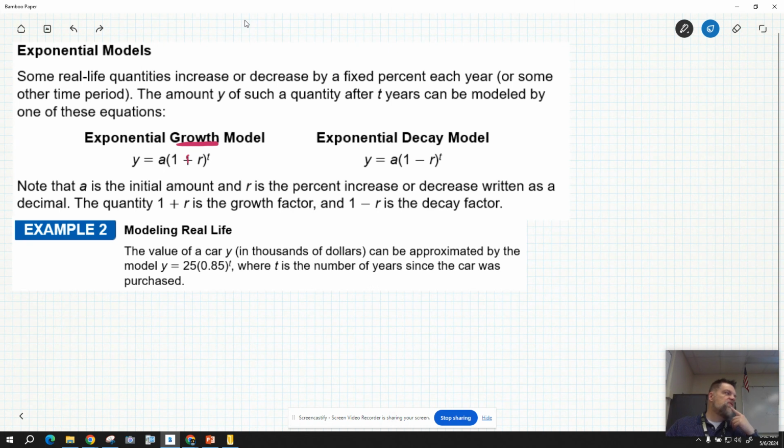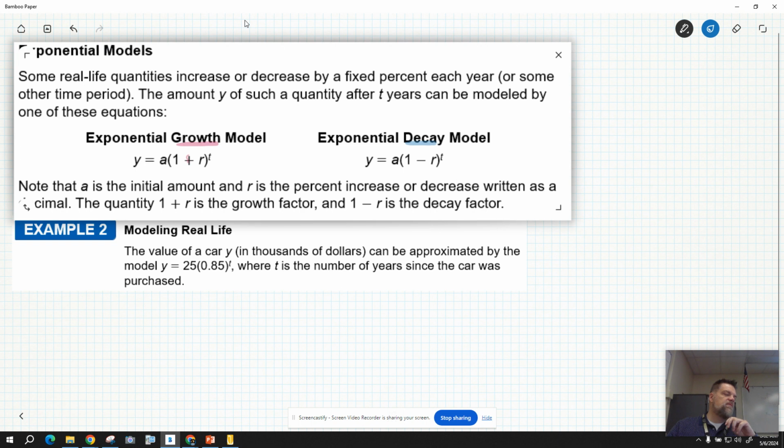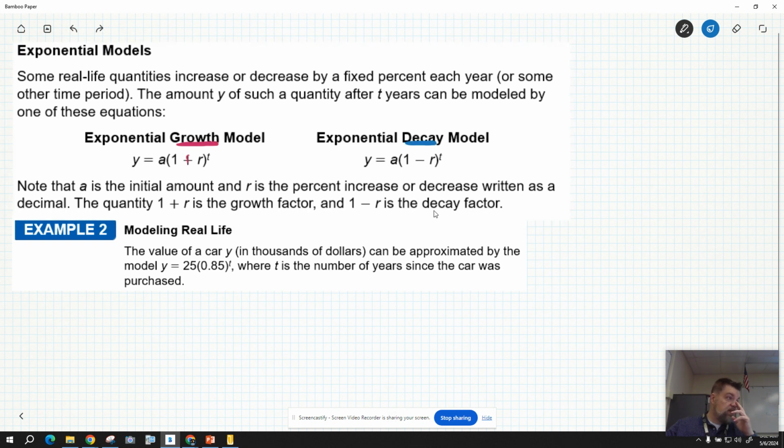So in these two scenarios, an exponential growth model that has a fixed percent, the growth model will have a plus sign. The decay model will have a minus sign. Also, we should point out that the rate is r, which equals whatever the percentage rate is as a decimal. Okay, and they say that here.